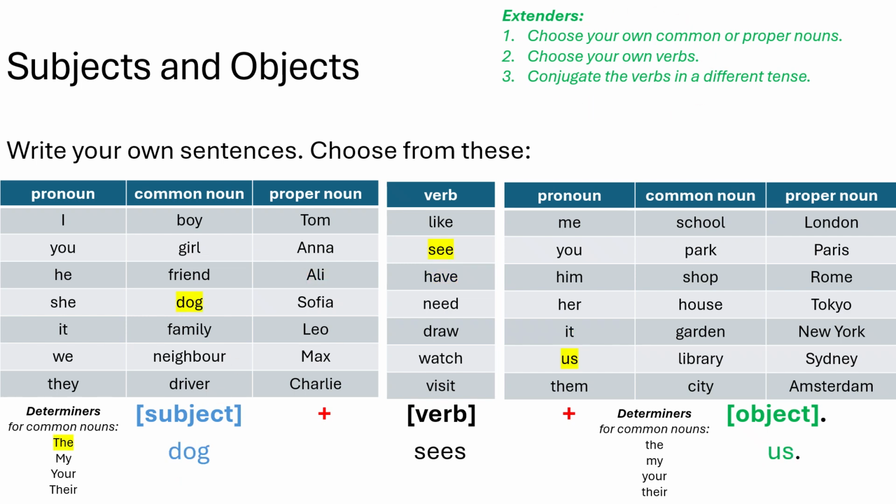Here is another example. The dog sees us. Now it is your turn. Write a subject plus verb plus object sentence. Try the extender if you feel confident.